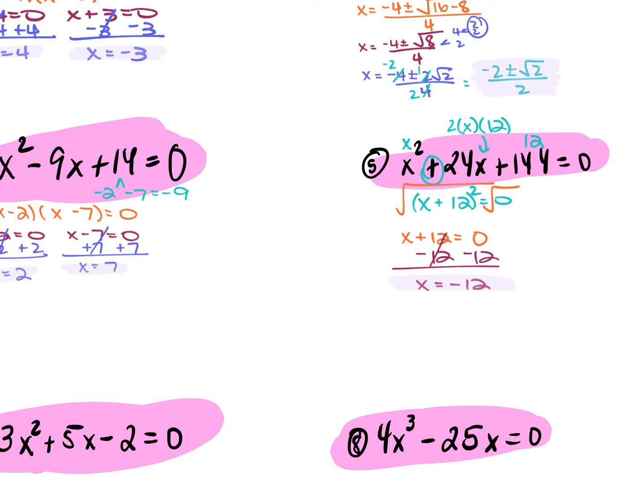But if you did it the other way, you wouldn't need to write negative 12 twice. If you separated the x plus 12 squared to be x plus 12 times x plus 12 is equal to 0, you would have still gotten that x is equal to negative 12 for both. And you just have to give that once. You don't have to give it twice.